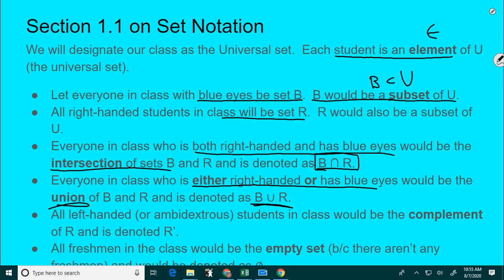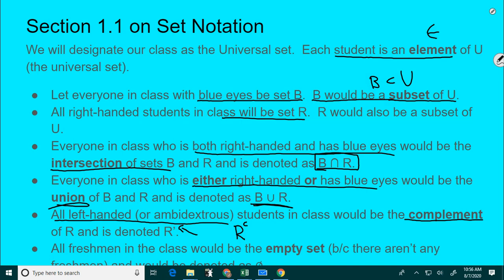All right, another set. We'll say all left-handed people, and we'll include ambidextrous people in this. Basically, everybody that's not right-handed. So everybody that's not right-handed is the complement of R. And we denote that with that little symbol there. It's like an apostrophe or a little tick mark. You can write it a variety of ways. That means the complement of R. You might also see it, not in your textbook, but in other ones, a little C up there. Okay, it means everything not in R.